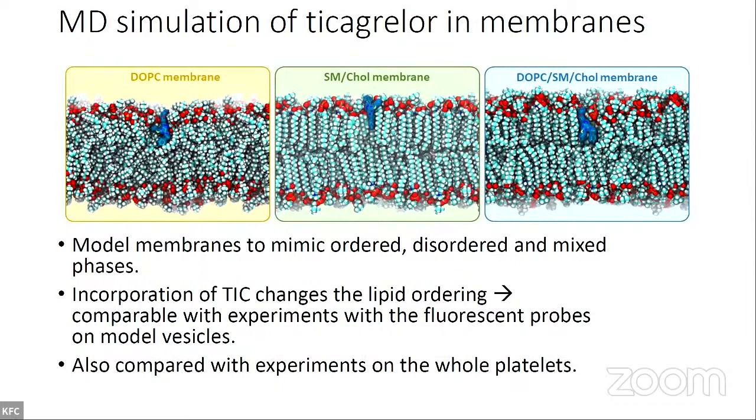So what we did is we simulated 3 membrane compositions. This is a pure DOPC membrane, which is a liquid membrane. Then a single-lipid plus cholesterol membrane, which is a kind of raft phase. And then the ternary mixture of these, which is a more realistic way of representing the membrane flexibility and rigidity.